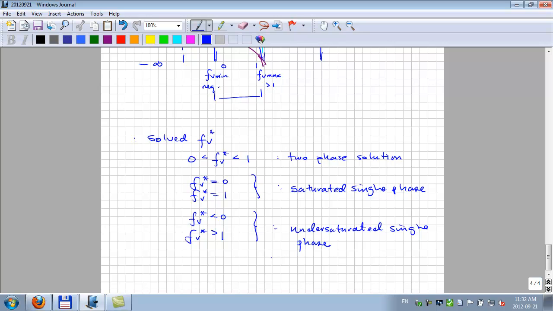And what you could say, you couldn't call f of v less than 0 a liquid, but it would probably be liquid-like. Okay, so this would be a liquid-like solution, vapor-like. This would actually be liquid, saturated liquid. This would be saturated vapor. And this would be liquid plus vapor.